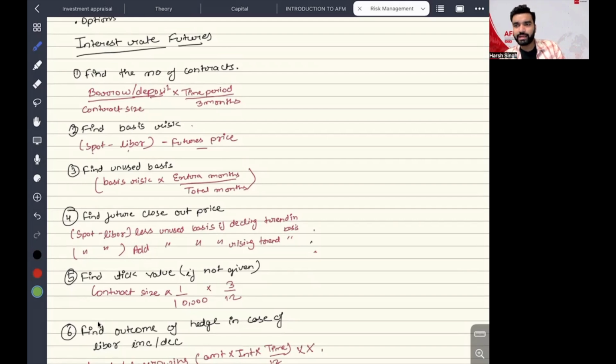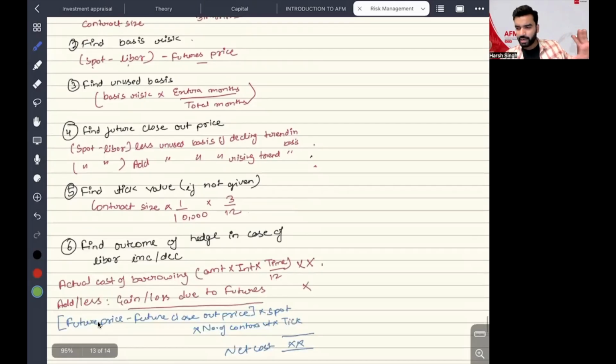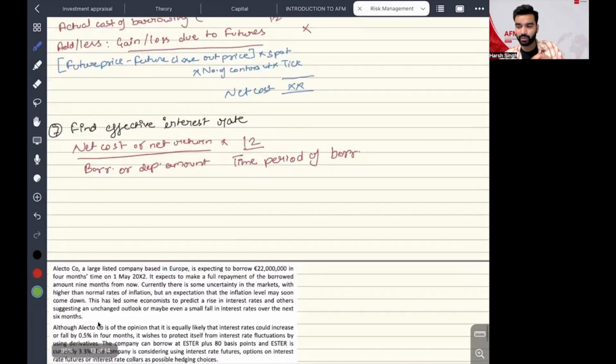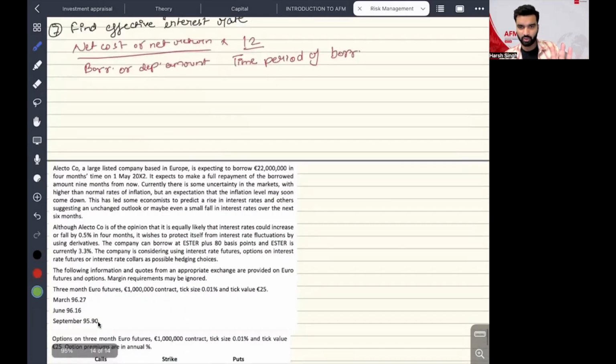Then we have to find out unused basis. Tick value, tick beta, if you remember, we discussed in one of the last classes as well. And that's it. These are the important things that we have to worry about. Now, beta, we have to go and solve for 7 steps over here and you will get whole marks.